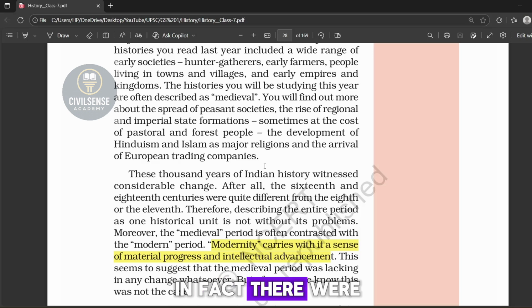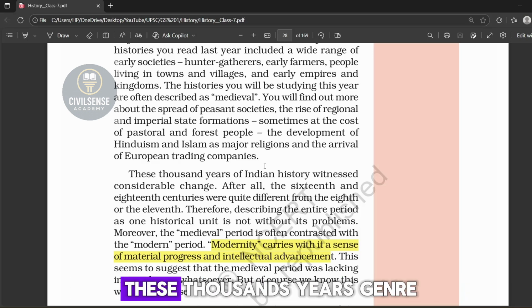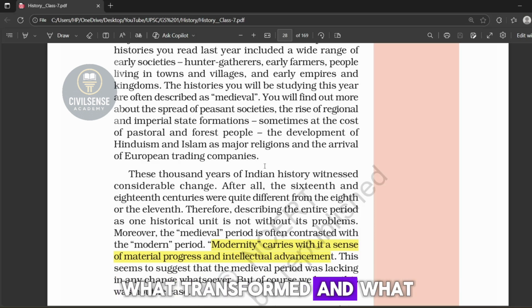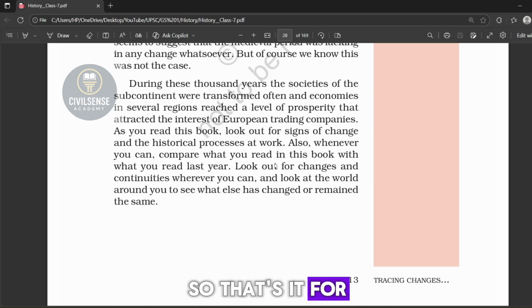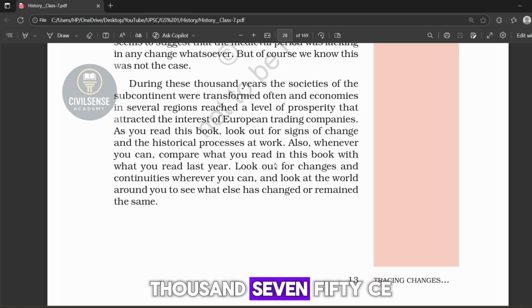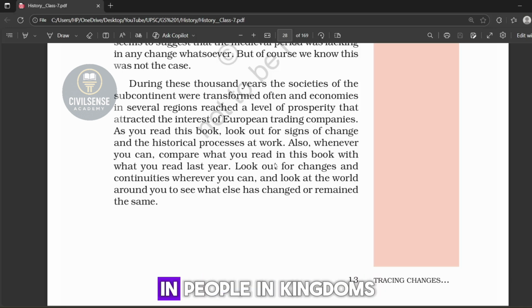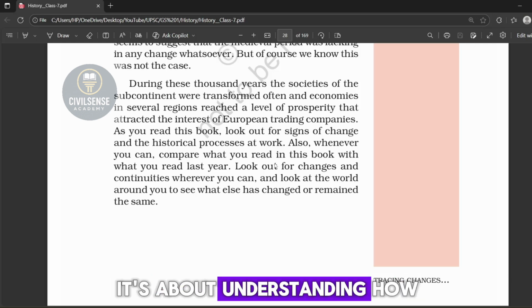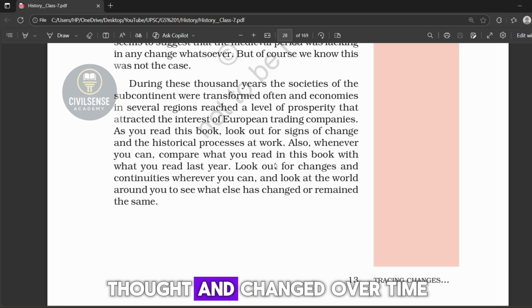In fact, there were huge developments: trade expanded, cities grew, and new ideas spread. So when we study this thousand year journey, we must look for both changes and continuities, what transformed and what stayed the same. So that's it for today's class. We learned how India changed from 700 to 1750 CE in maps, in words, in people, in kingdoms, and in ideas. History isn't just about dates, it's about understanding how people lived, thought, and changed over time.